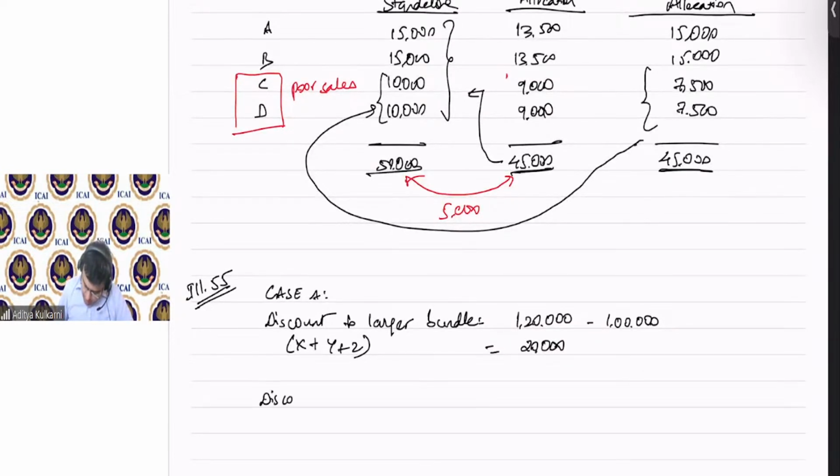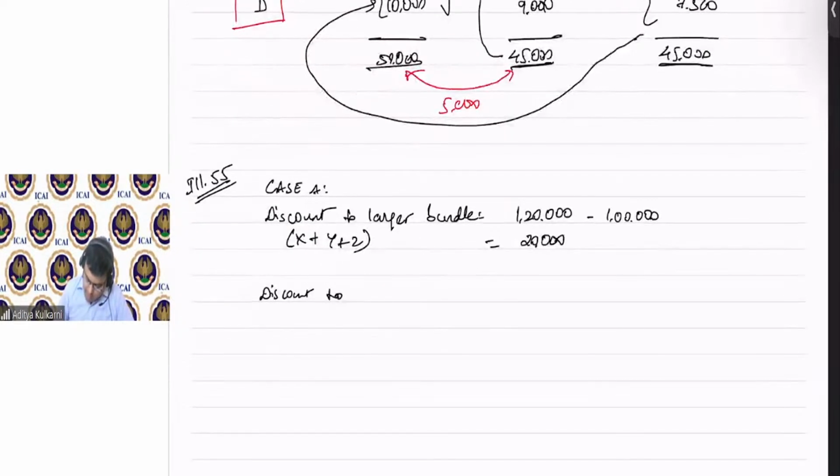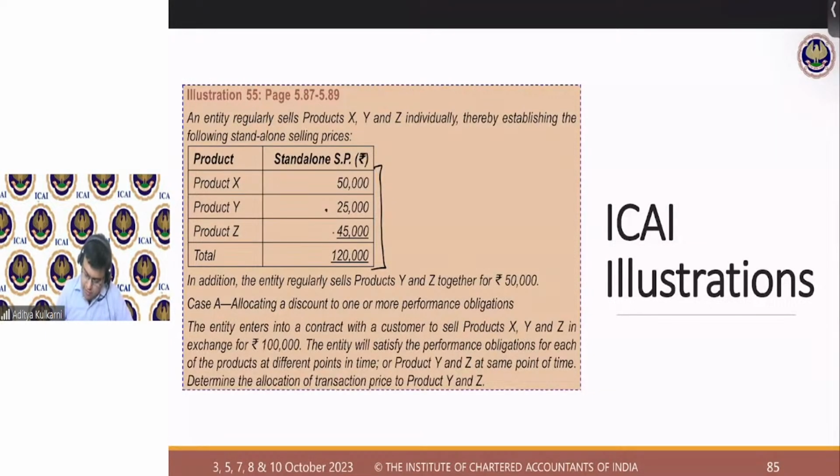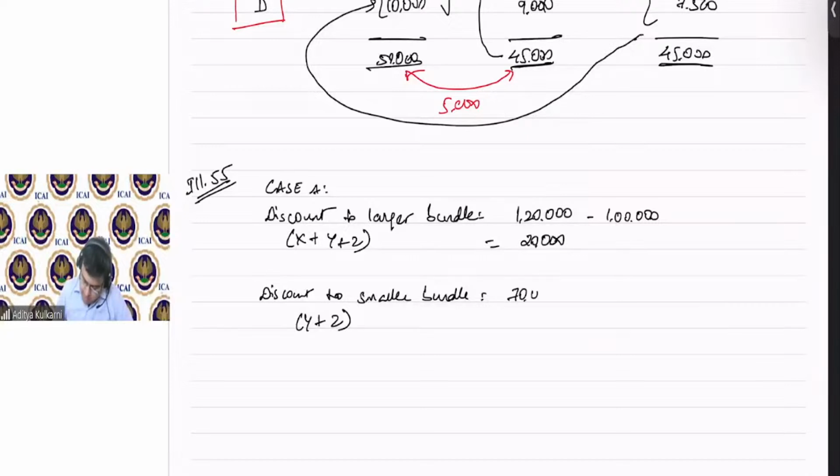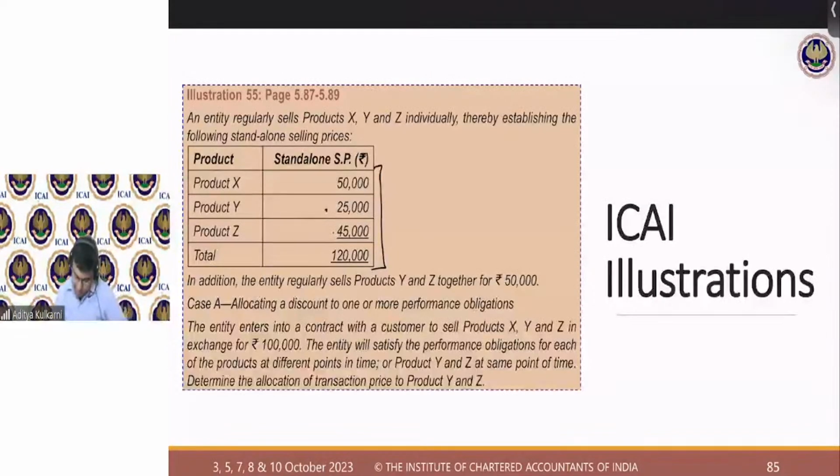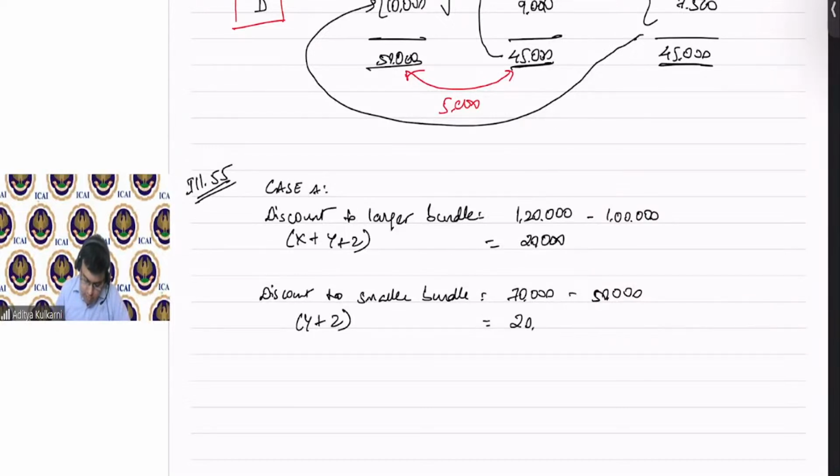Discount to smaller bundle. Y and Z only. How much it was? 45 plus 25. 70,000 minus 50,000. Where they have given 50,000? C. Entity sells these together for 50,000. So that gives you 20,000. Therefore, in the larger bundle, you have given a discount of 20,000. In the smaller bundle also discount is 20,000.